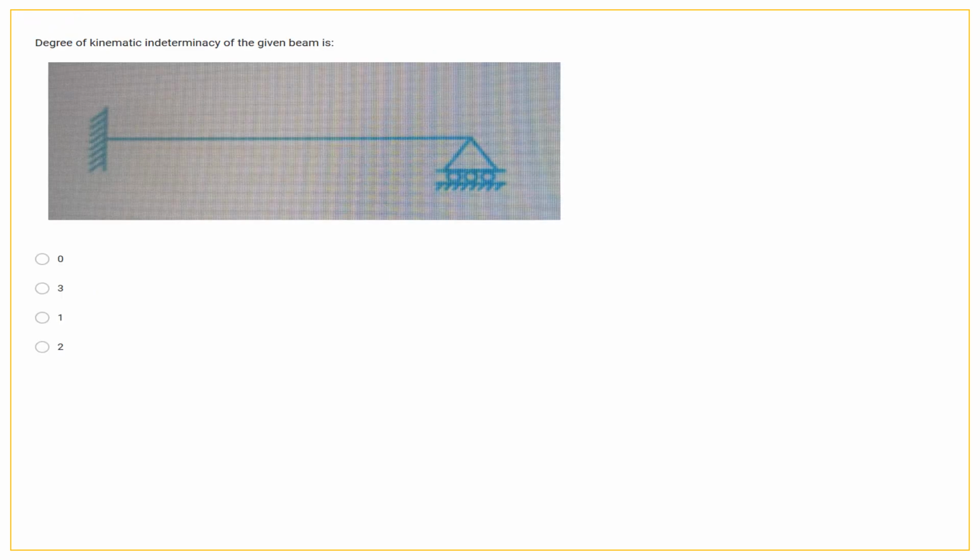The next, then last question, question number 25. Degree of kinematic indeterminacy of the given beam is, okay, to find out the degree of kinematic indeterminacy, Dk is equal to 3j minus re. So here the joints are, this is the first joint, second joint, 3 into 2 minus.